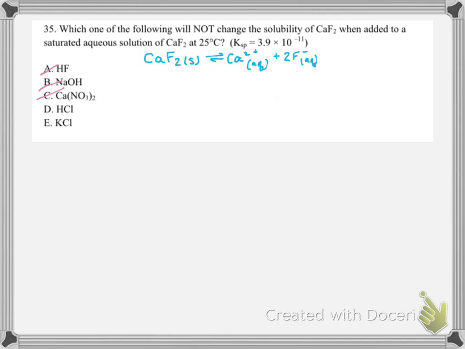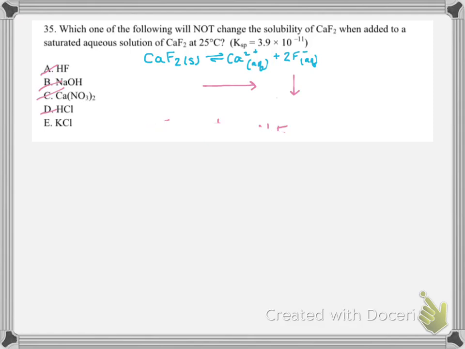Okay, with HCl, we can consider that if we have our fluoride and we add some protons to it from the HCl, it will react to form HF, which would then be sucking the fluoride ions out of the top equilibrium. So we would be decreasing the amount of products we have, which would draw the reaction to the right, and it would increase the solubility. Okay, so that would change the solubility.